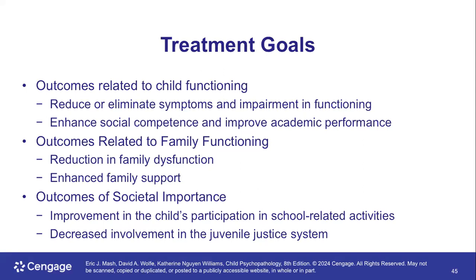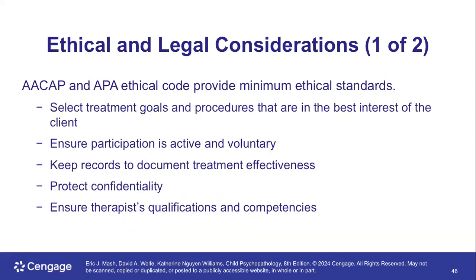Now, related to societal importance, we certainly want to improve a child's participation in school-related activities. And in the case of conduct problems, we want to decrease involvement in the juvenile justice system. These are just a couple of examples of what a treatment goal could look like on an individual, family, or societal level. We also need to keep in mind that our therapy goals and procedures have to adhere to ethics codes, whether it's ACAP or APA. They have, at a minimum, basic ethical standards.